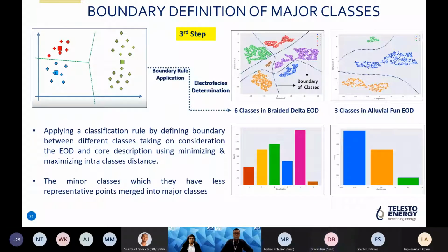So once we have done the clustering using this approach, we need to define boundaries. In this case, we have two different deposition environments. One was braided delta, the other was alluvial fan. So we could derive 6 such classes for the braided delta deposition environment, and 3 classes for the alluvial fan. So this is the histogram and the distribution of classes, and also the boundaries that you can see on the right hand side.